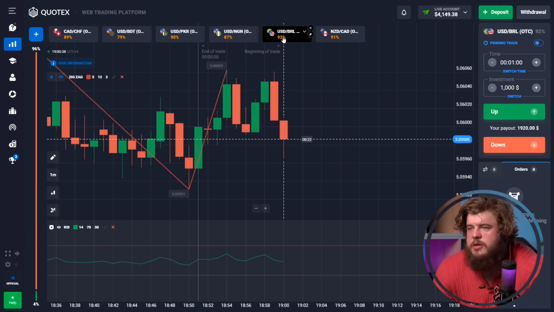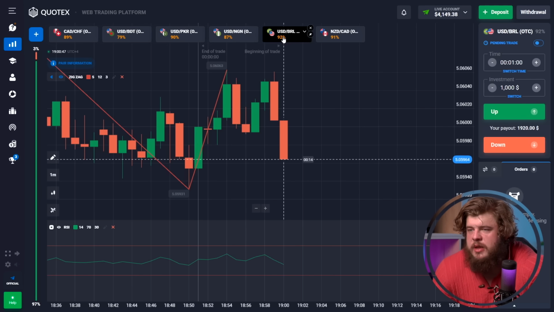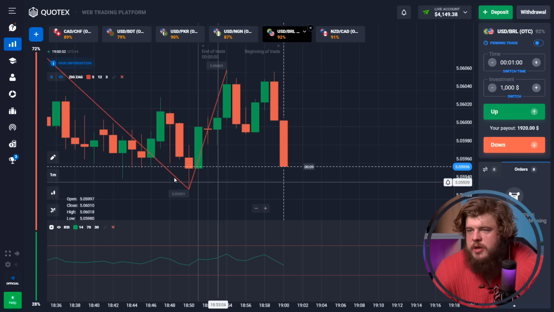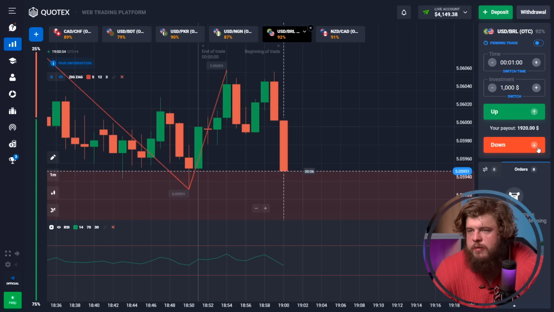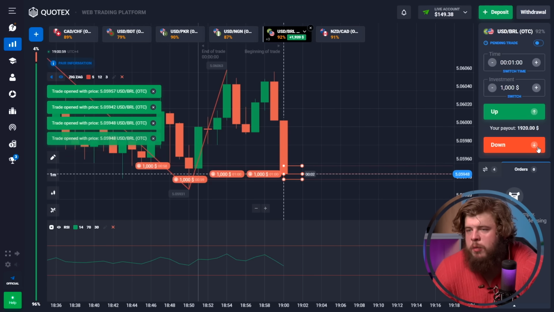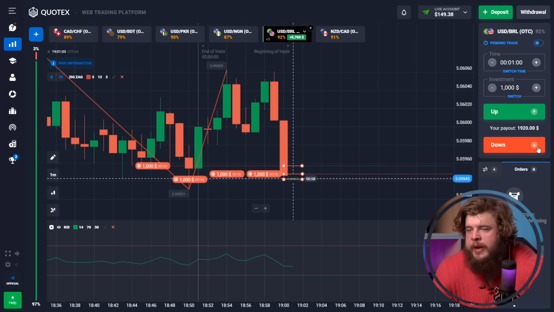We have $4,000. Now we have opened the USD BRL currency pair. So we have done this. Let's check the chart. As you see, price has already reached a strong level of resistance, and after this, price started falling. We're now opening four sell positions with an investment of $1,000 each one in continuation of this fall.